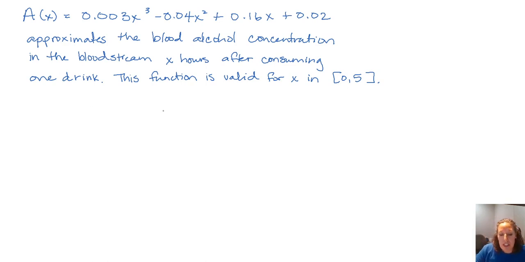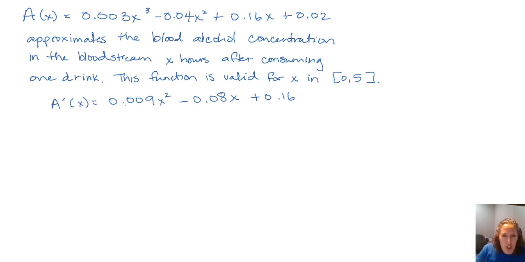All right, so if we want to find where this function is increasing and decreasing, the first thing we need to do is find the derivative. So the derivative of 0.003x³ is 0.009x². And the derivative of −0.04x² is −0.08x. The derivative of 0.16x is 0.16, and then the derivative of 0.02 is 0. So our derivative is this quadratic function here.